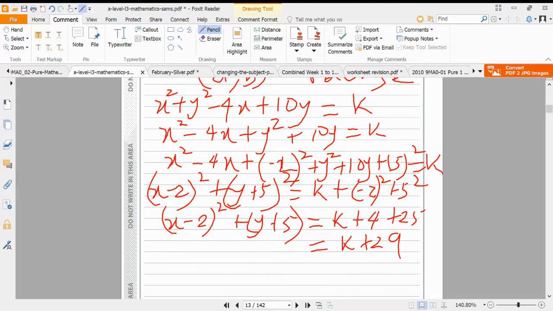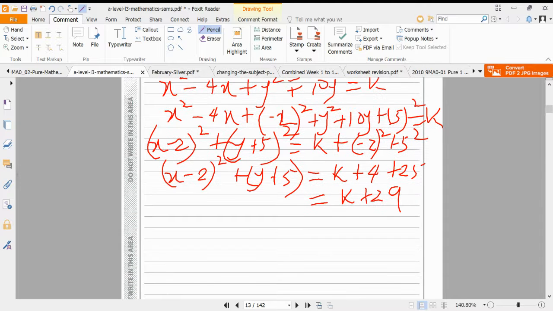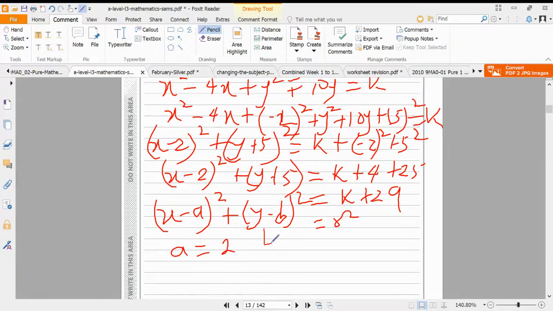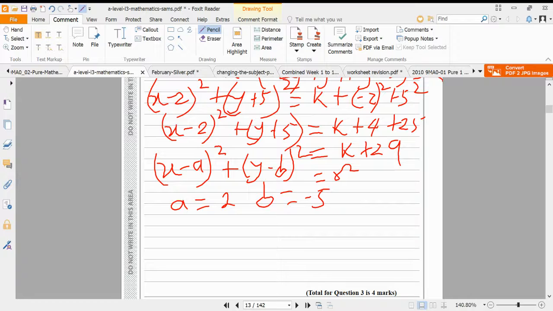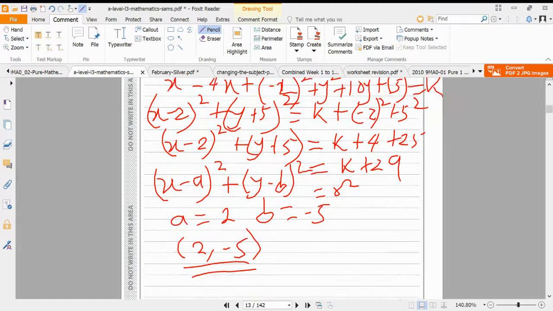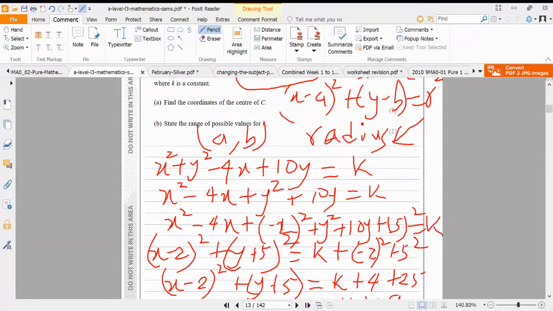Now, what is important? The center of the circle. If you compare this to the standard form, don't forget the formula again. I'm going to restate it. Which means that your a is going to be 2 and your b is minus 5. Therefore, your center will now be (2, minus 5). So that's it. That's how you find the center for the equation of the circle.